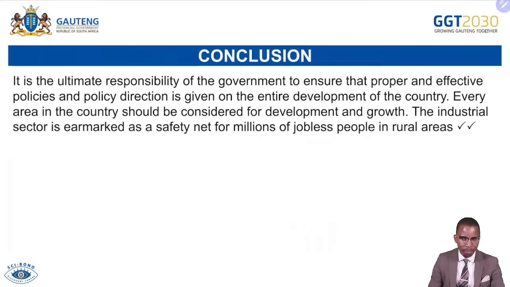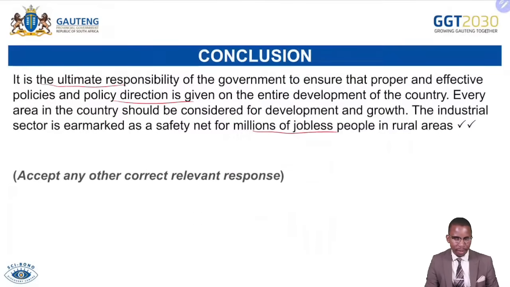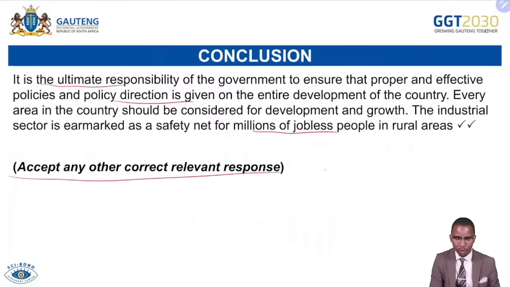Conclusion is flexible. This is an example. It is the ultimate responsibility of the government to ensure that proper and effective policies and policy direction are given on the entire development of the country. Every area in the country should be considered for development and growth. The industrial sector is earmarked as a safety net for millions of jobless people in rural areas. Then any other response is accepted for 2 marks.